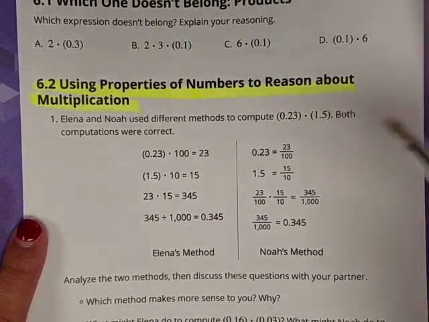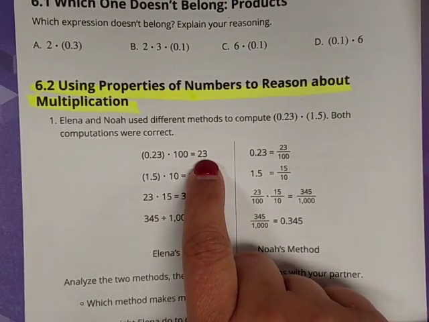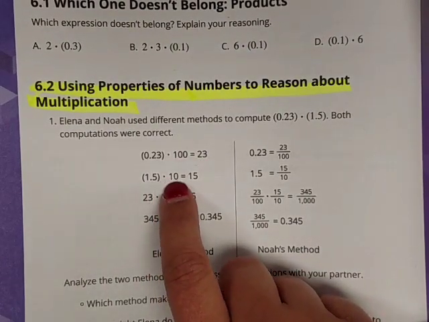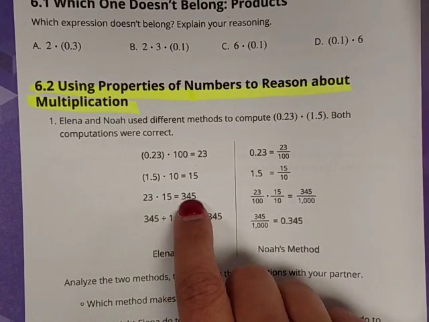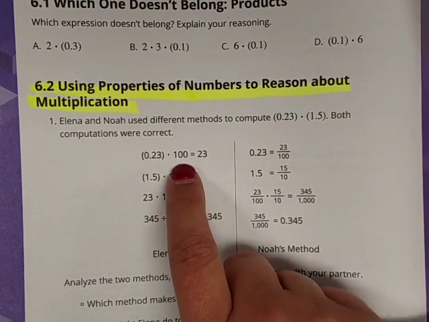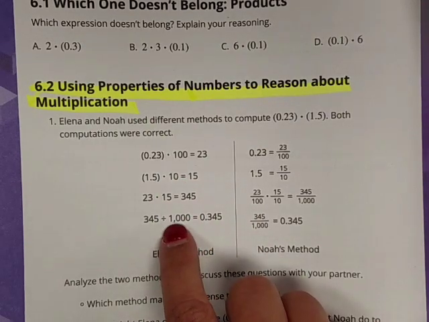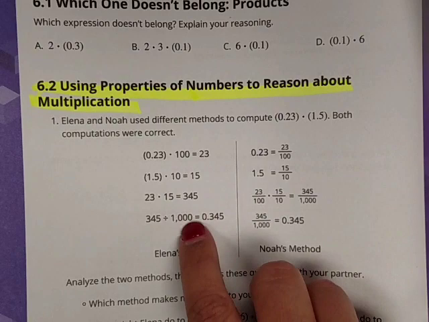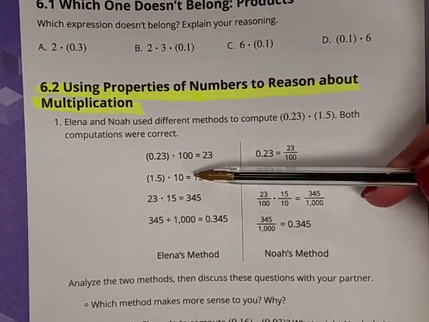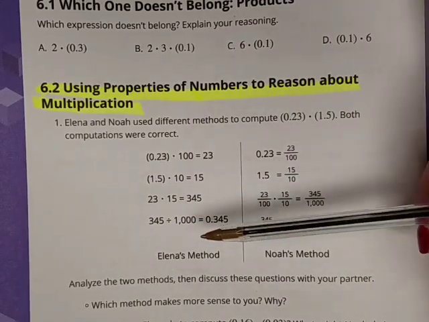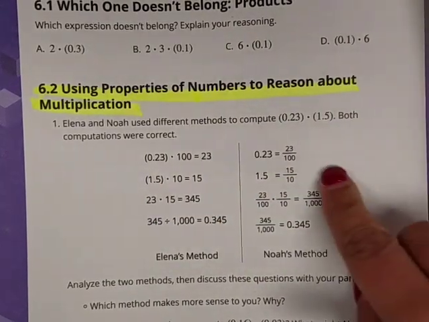So let's look at Elena's. She did 0.23 times 100 to make it a whole number. Then she did 1.5 times 10 to make it a whole number. Then she multiplied 23 times 15 to get 345. But because she made it bigger by 100 and then bigger by 10, she then had to divide by, well, what's 100 times 10? 1,000. So because she grew this and grew this, she then had to ungrow, or get back smaller, by 1,000, which is 0.345.